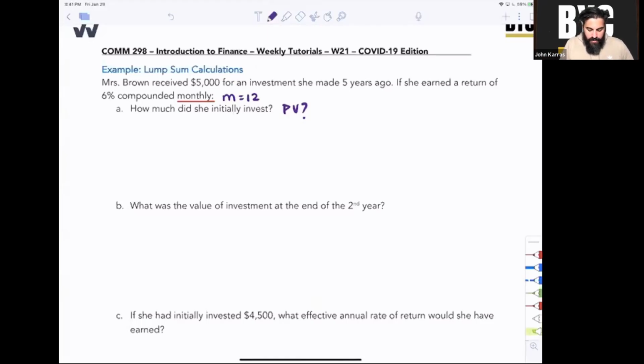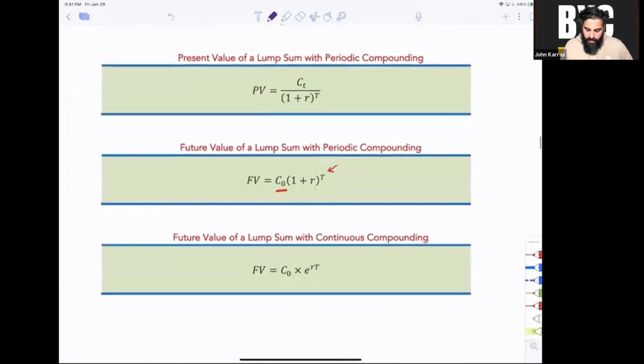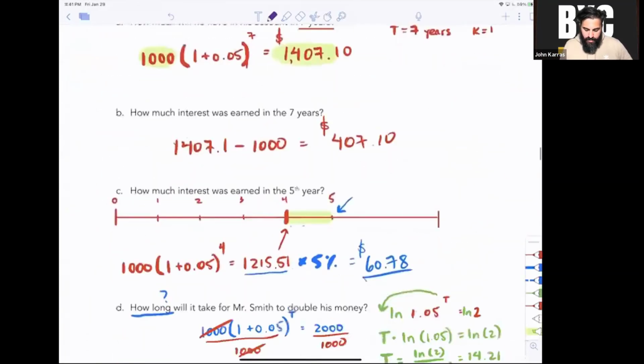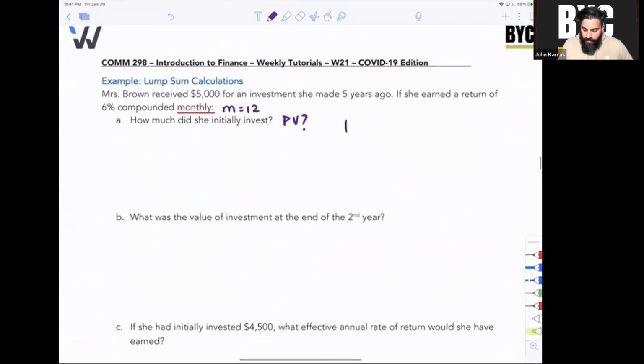If you're trying to find the present value, it's basically the same thing, right? We're going to be taking the cash flow, and instead of multiplying it by 1 plus r to the t like we did before, you're just going to divide it, right? If you multiply, you're going to compound and move forward in time. If you divide, you end up discounting and moving backwards in time. So here's my timeline of 5 years. If she's got $5,000 today, how much did she invest 5 years prior? And again, remember, there are many ways to get to the right answer as long as you do everything correctly.